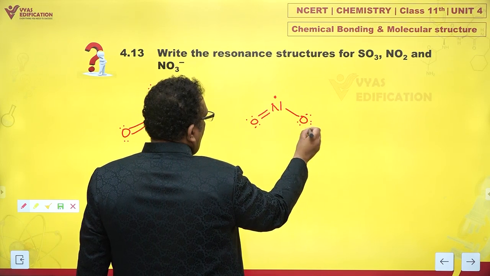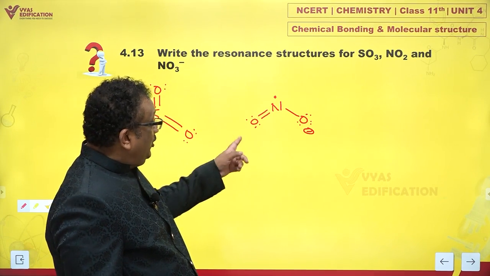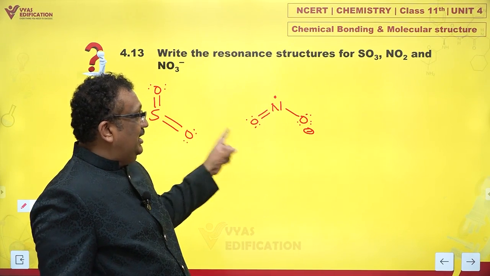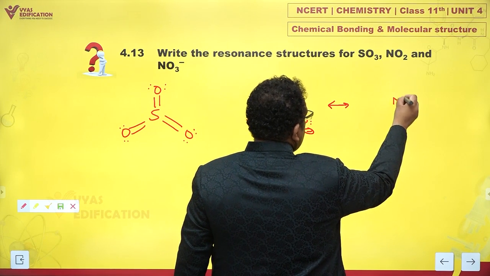This is an odd electron molecule. This is NO2. And the moment you write down this structure, there is an objection. What? Why minus here and double bond here? So you can say that there is a contributing structure.